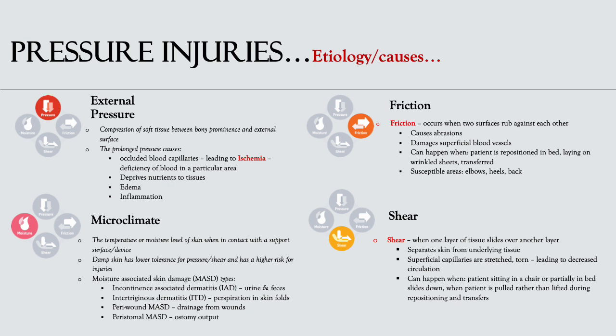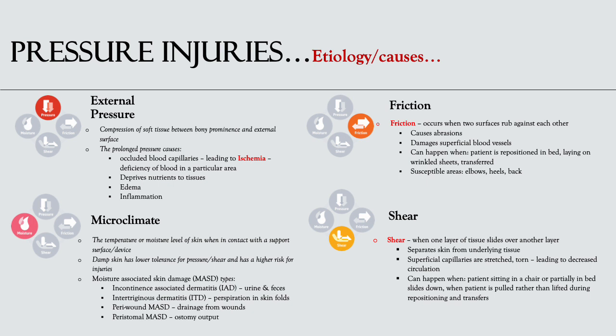Microclimate: the temperature or moisture level of skin when in contact with a support surface or device. Damp skin has lower tolerance for pressure and shear and has a higher risk for injuries. Friction occurs when 2 surfaces rub against each other, causes abrasions, damages superficial blood vessels. This can happen when a patient is repositioned in bed, laying on wrinkled sheets, or transferred. Susceptible areas include elbows, heels, and back.